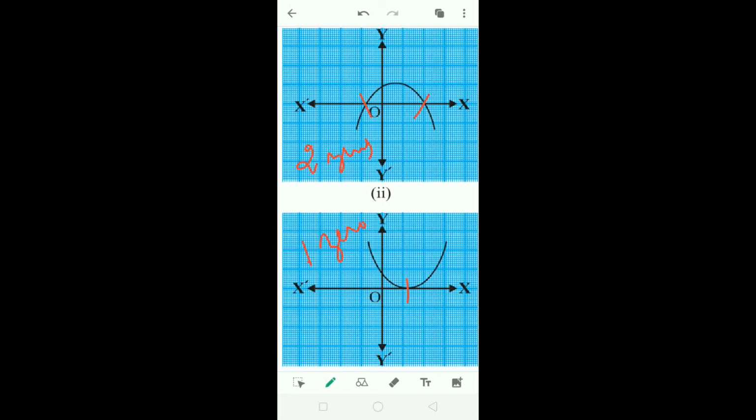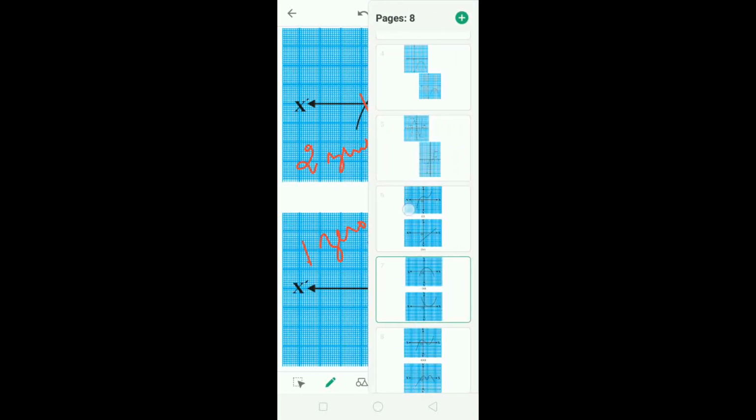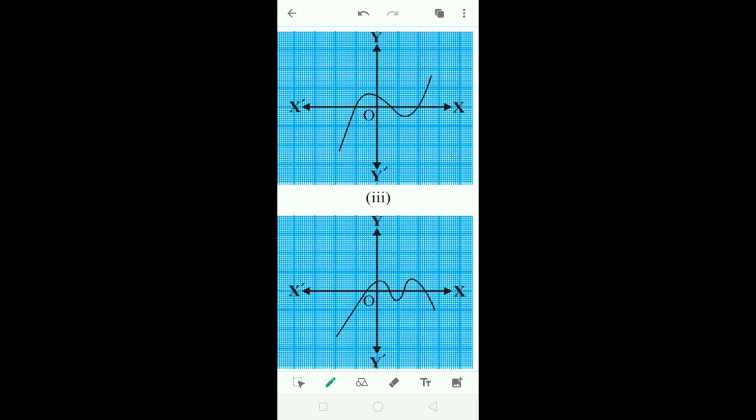Okay, let's see one more, the last one I'll give you. Yes, this one. Tell me how many zeros of the polynomial. Just look at where it is intersecting. 1, 2, 3. So here it is 3 zeros. Okay, and here 1, 2, 3, 4. Here it is 4 zeros, so it may be the graph of a biquadratic equation. So 4 zeros we have. Okay, so this is the way to find the zeros of a polynomial in a graphical way.